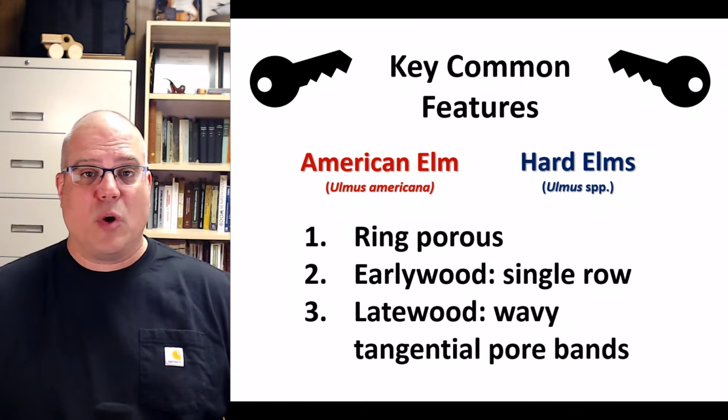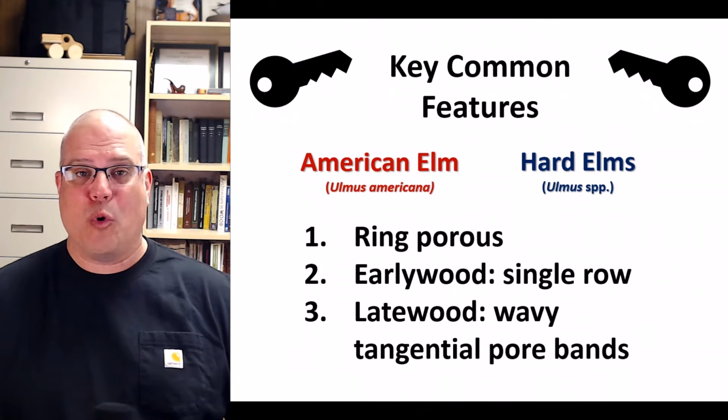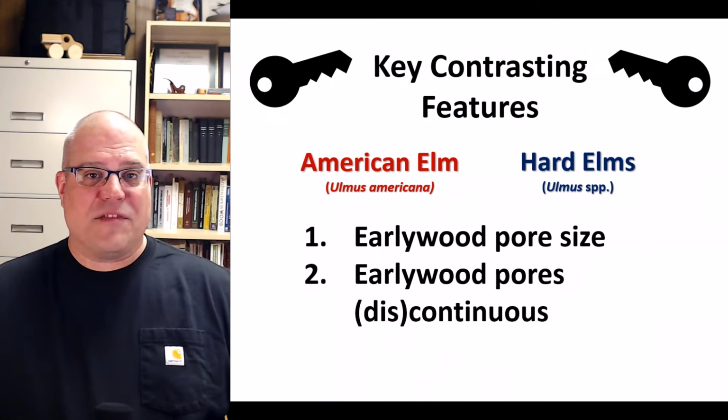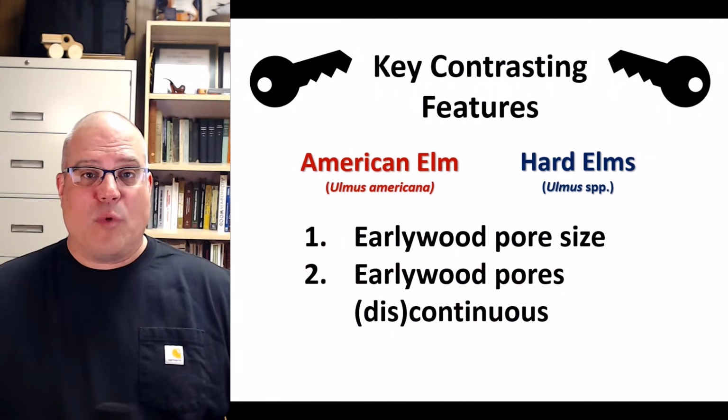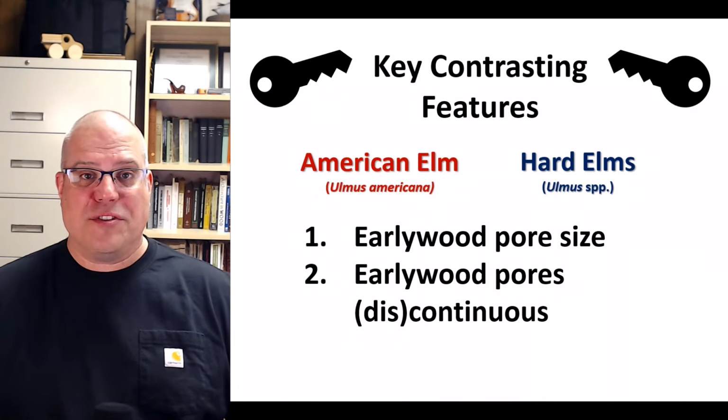Wavy bands of pores are so characteristic of elm that they are sometimes called ulmiform, which sounds like the genus Ulmus. With the exception of hackberry, which we'll cover next time, no other North American commercial woods have wavy tangential pore bands. As for contrasting features that distinguish American elm from hard elms, there are 2 important ones: early wood pore size and whether the row of early wood pores is continuous or discontinuous. Keep these lists of most important common and contrasting features in mind as we look at these and other features in detail. Now let's take a closer look.